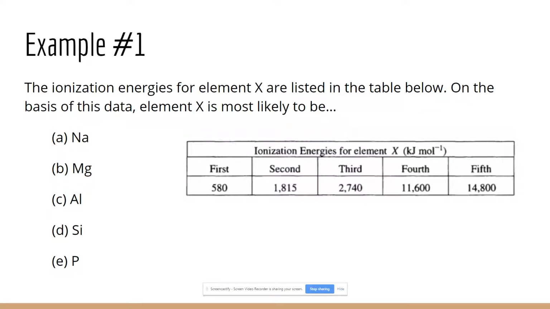Pause here. I'm going to say the answer out loud and then I'm going to explain the reason why. The best answer here is C for aluminum. The reason why I say that is because we see how the ionization energies get higher and higher and higher, but there's a huge jump between the 3rd and 4th ionization energy. What that tells me is that whatever element X is only has 3 valence electrons, and then it requires a tremendous amount of energy to remove an electron from the core shell. So that is why C is the best answer to example number 1.